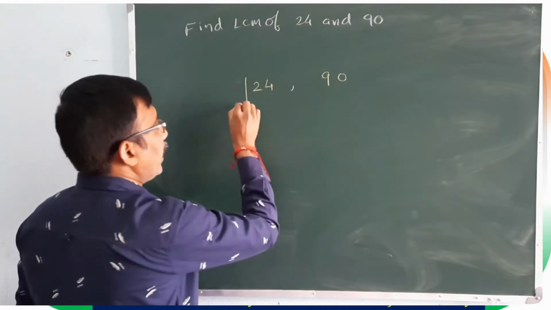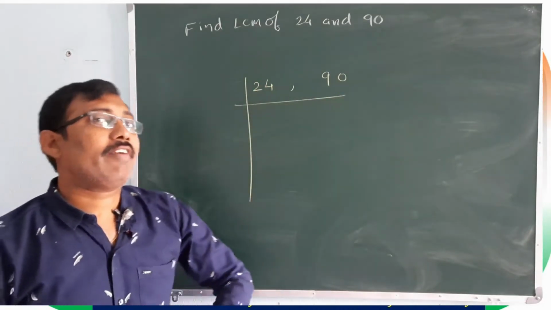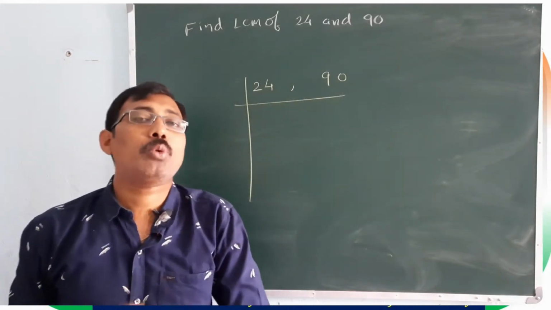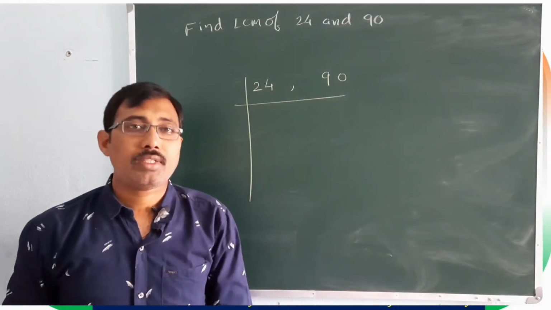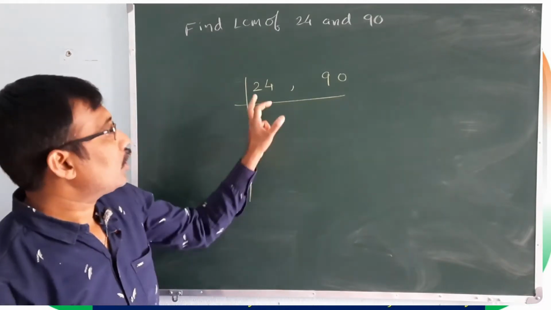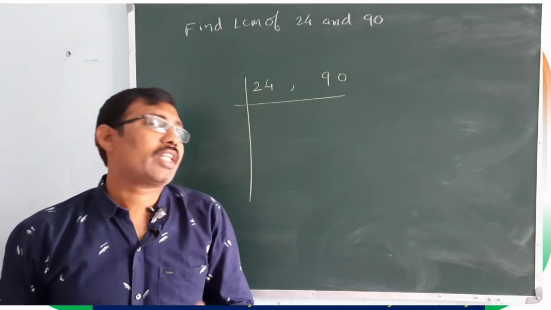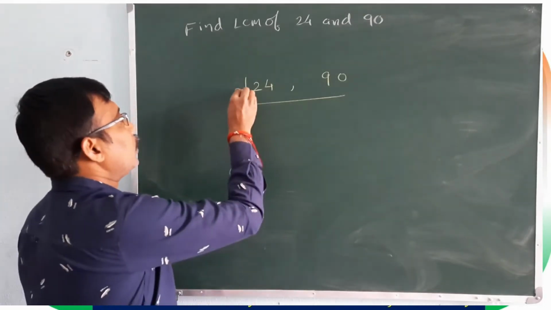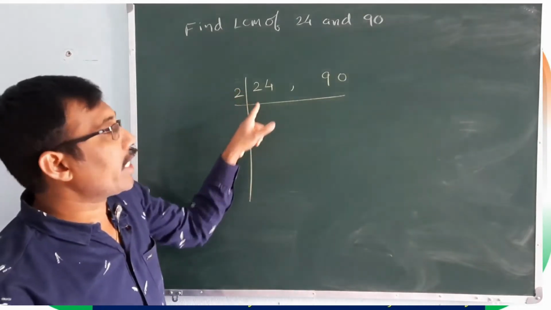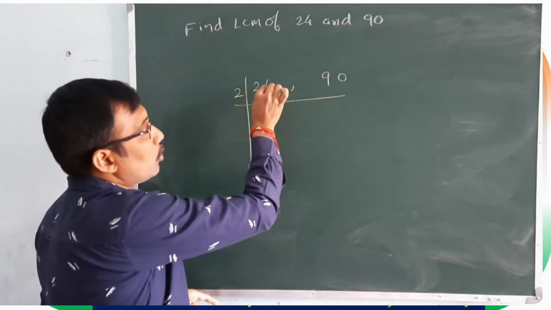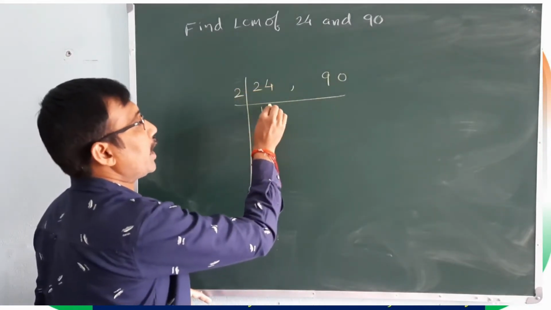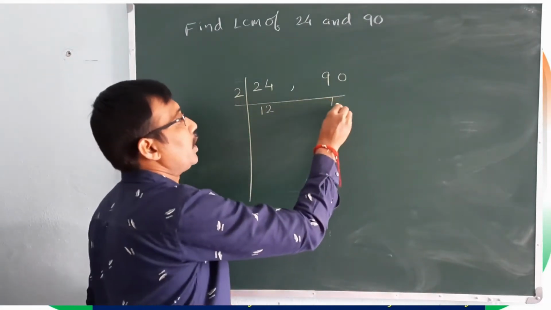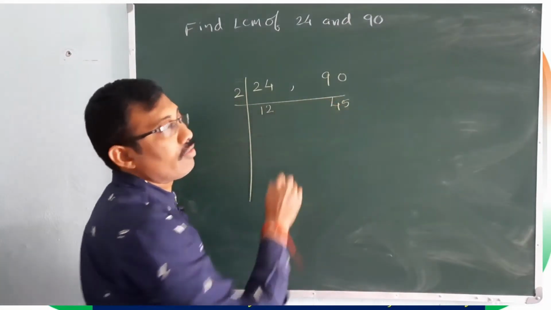Next, second step, these two numbers are divided by a number. Minimum two numbers must be divisible by the number. Okay, 24 and 90. These two are even numbers. Even numbers are divided by 2. So 2. Next, write the quotient. 24 divided by 2, the quotient is 12. 90 divided by 2, the quotient is 45. So 12 and 45.